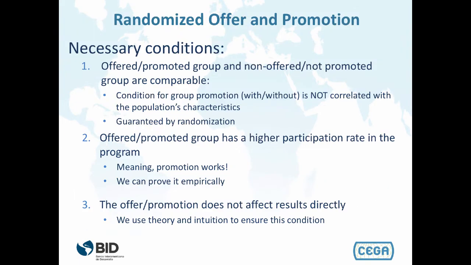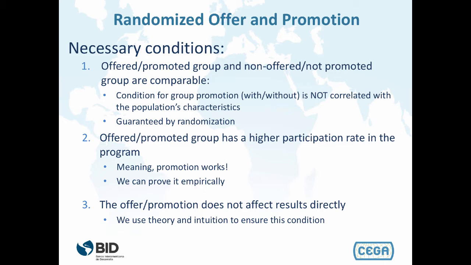The necessary conditions to be able to use the randomized offer or randomized promotion technique are: one, the offered or promoted group and the non-offered, non-promoted group are comparable. The condition of being promoted or not is not correlated with the population's characteristics. This is guaranteed by randomization. We want the group that we offer or promote to be on average the same as the group we don't offer or promote, the same as we did in simple randomization.